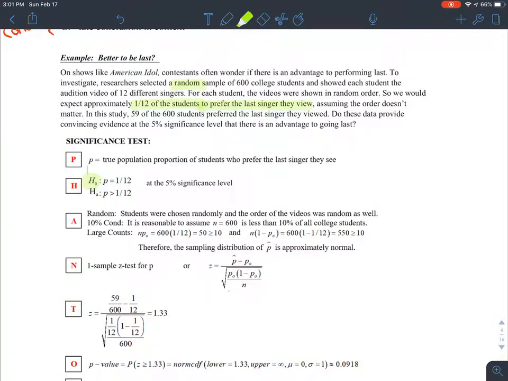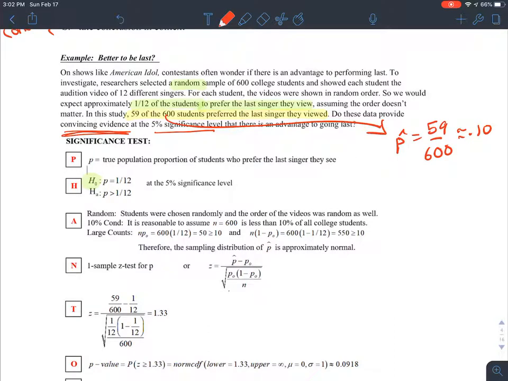Okay, so it says here in this study, 59 of the 600 students preferred the last singer. So what that means is the sample proportion is 59 out of 600, and as a decimal, that would round to about 0.10. Okay, so we want to see, do the data provide convincing evidence? This is normally how things are worded when they want you to run a significance test, and they're giving you the significance level of 5%.